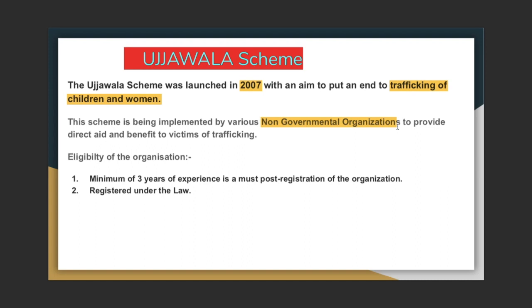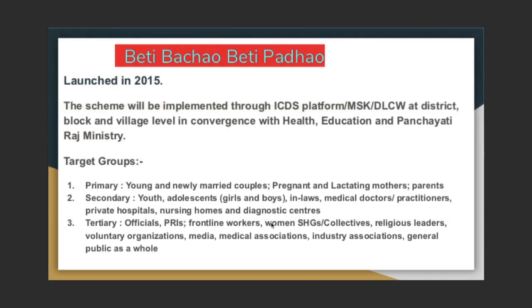Then the question arises, can any NGO be a part of the Ujjwala scheme? No. Basically, that kind of organization should have a minimum of 3 years of experience, and they should be registered under the law. Understood? Now, moving to the next scheme, a very important scheme, Beti Bachao, Beti Padhao.